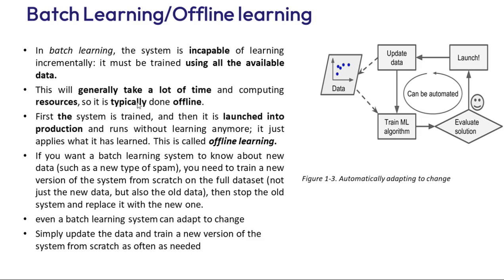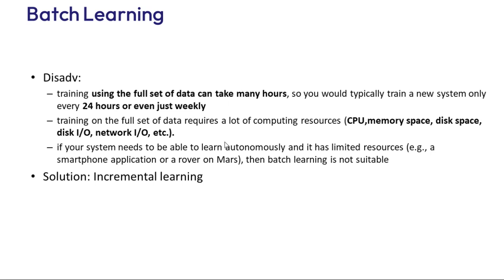So first the system is trained, then we launch it into production. So training will happen iteratively, many times, and then we put it into production. That's why we also call it offline training, right? So there is a disadvantage here. If you go for batch learning, also called offline learning, the problem is you are using the full set of data.